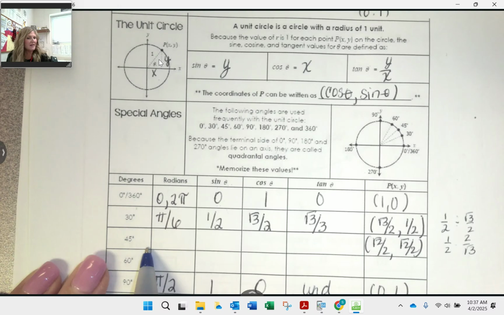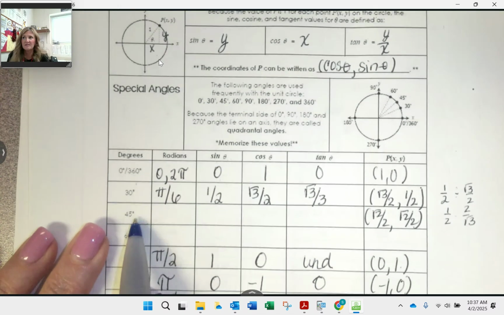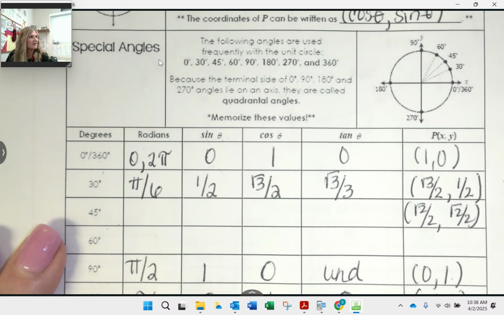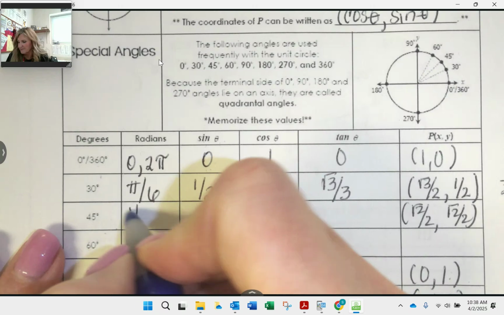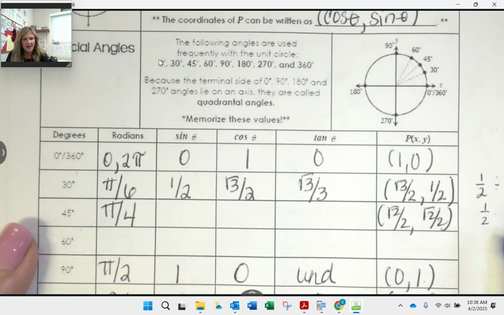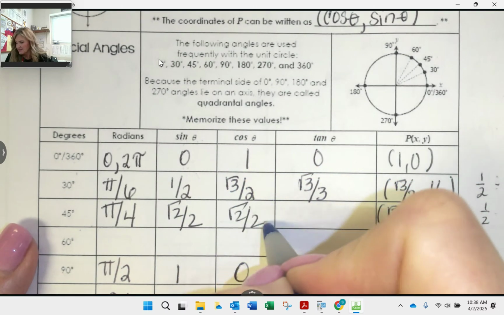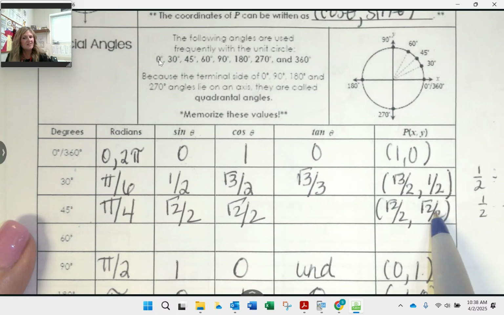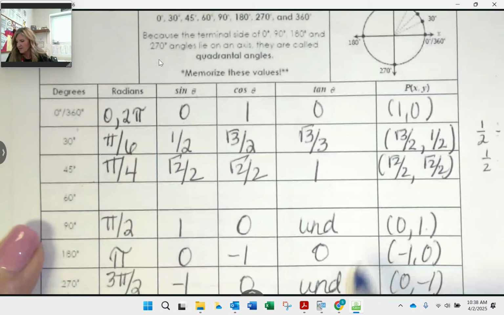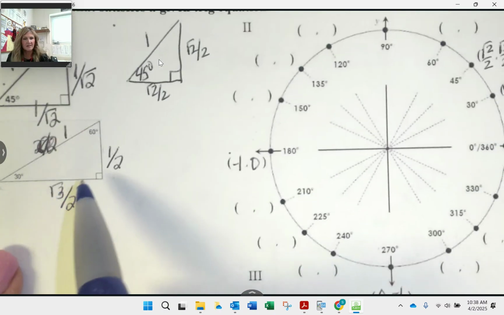Okay, 45 degrees in radians. Millie, do you know 45 degrees in radians? Pi over 4. Pi over 4, right? Okay, the sine is going to be our y value there. Cosine is our x. Tangent, what's it going to be if I have something divided by itself? 1.